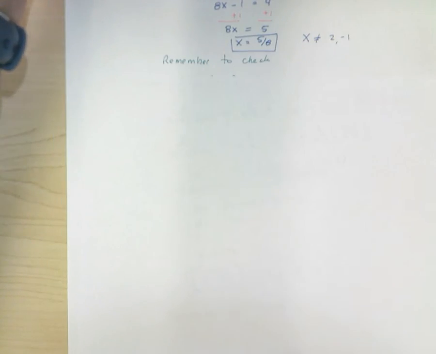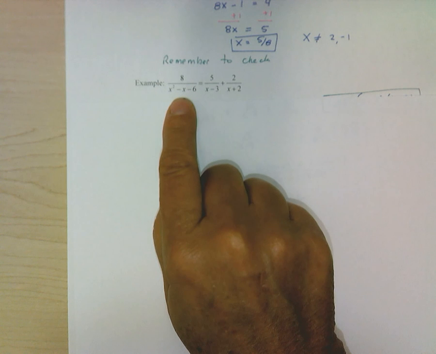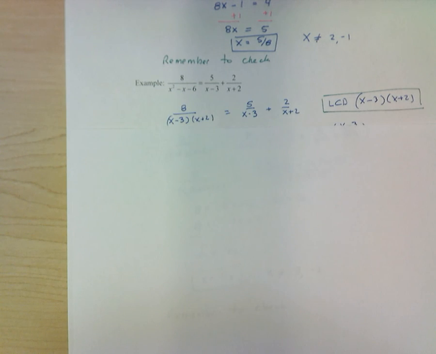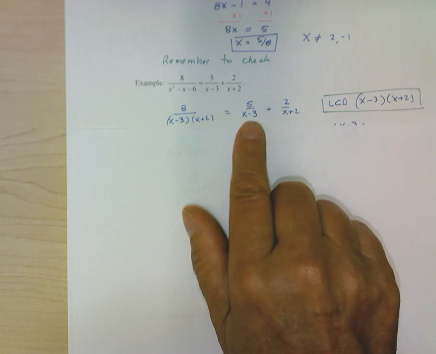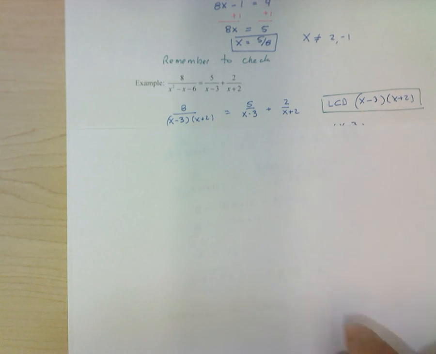The last example I have, this one's not factored, so I'm going to have to do some factoring. This 8 over x squared minus x minus 6. I factor the denominator. Just bring down the other terms from the right-hand side. So then my least common denominator is going to be x minus 3 and x plus 2. It's always nice when it turns out that simple. It could be a lot more complicated, but this one is fairly simple.